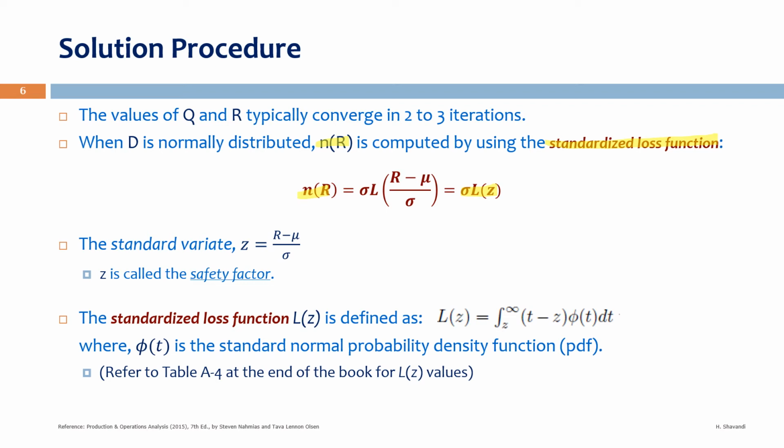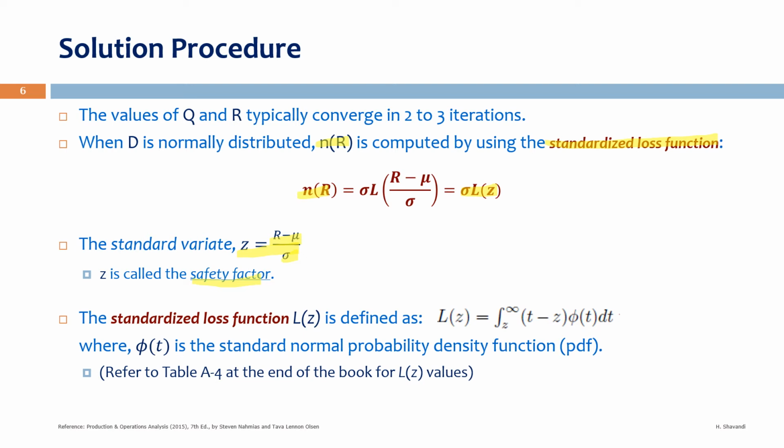And Z is (R minus mu) divided by sigma. As you remember in your statistics course, if you have a normal distribution, you can convert that to a standard normal distribution by subtracting mu from that value and then dividing by sigma, right? So here we call Z the safety factor, and that's the standard value for our normal distribution.